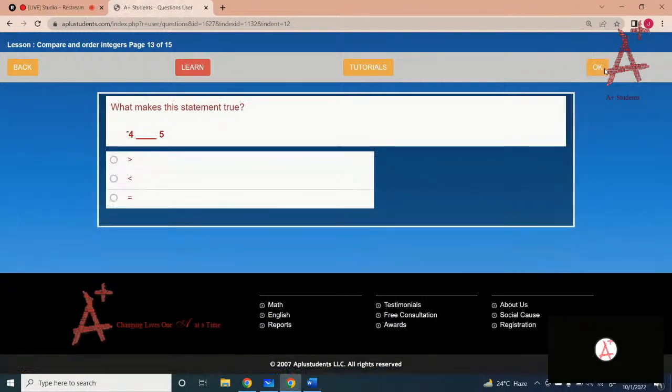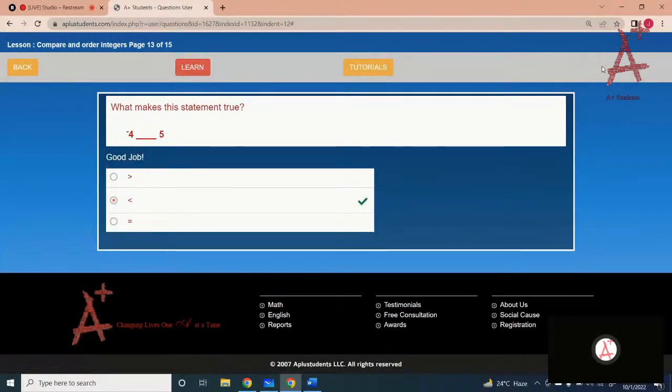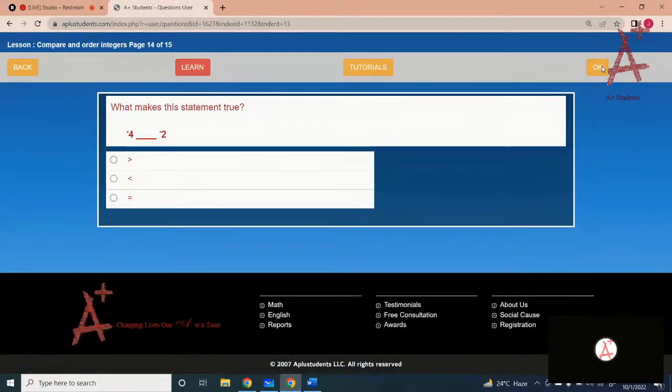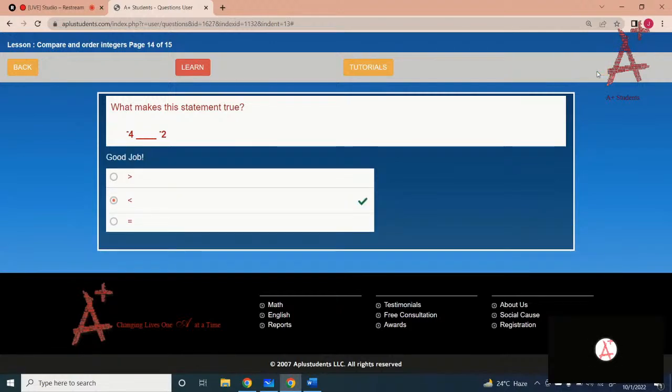Okay, what makes the statement true? Negative 4 and 5. So negative 4 is less than 5 or greater than 5? Negative 4 is less than 5 because negative numbers are always smaller than the positive numbers. Okay, what makes the statement true? Negative 4 is less than negative 2 or greater than negative 2? Negative 4 is less than negative 2. Select the correct option and click on the OK button.